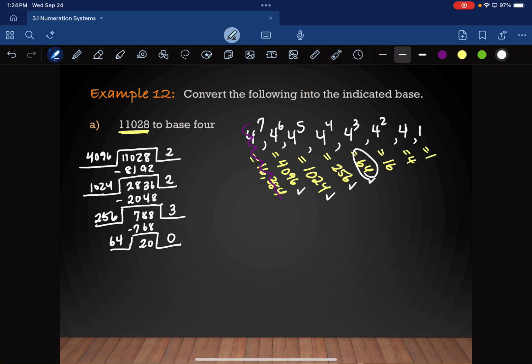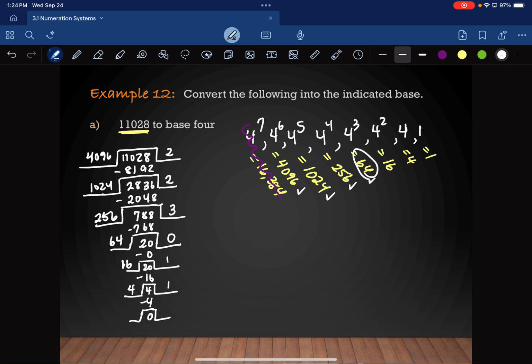So 0 times 64 is 0. We still have the same 20 left over we had before. And now we're going to divide by the 16, but that 0 needs to be in there to represent that it went in 0 times. 16 goes in once, so 16, remainder 4. And then I do my 4. My 4 goes in once. It's very tempting to think you're finished, but you're not.